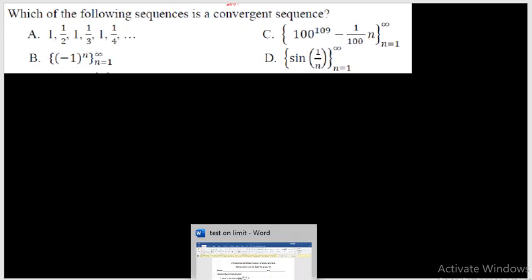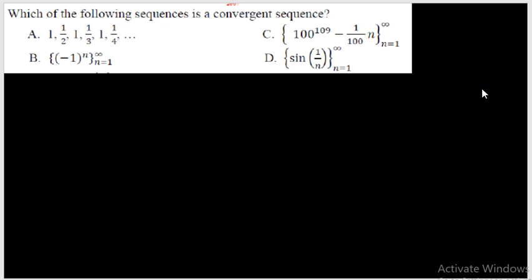Next question. It says, which of the following sequences is convergent? So what to do? Let us try to see it in another way. What does this mean? As n goes to infinity, which sequence will give you some constant number? Like the limit of any sequence a_n as n goes to infinity, if it gives us some constant number l, we can say it is a convergent sequence.